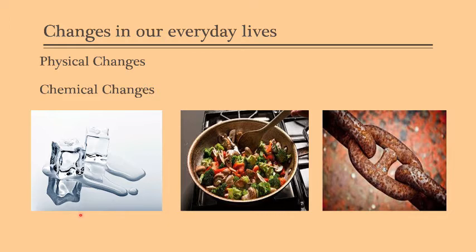Now let's take a look at the next picture. Here you can see a person cooking food. It is a chemical change because we know once the food is cooked, new substances are formed and it is irreversible. In the next picture, rusting of iron is shown.